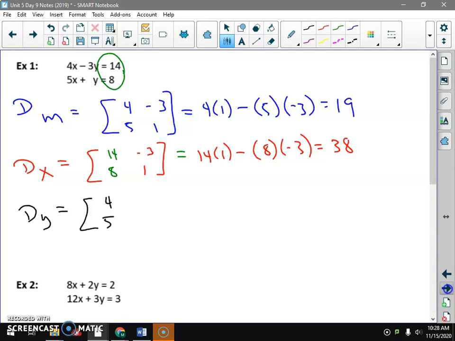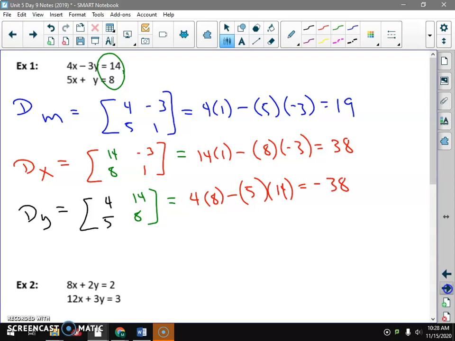x coefficients, 4 and 5. We replace the y coefficients with our answers, 14 and 8. And we find that determinant, 4 times 8 minus 5 times 14, 32 minus 70, negative 38.